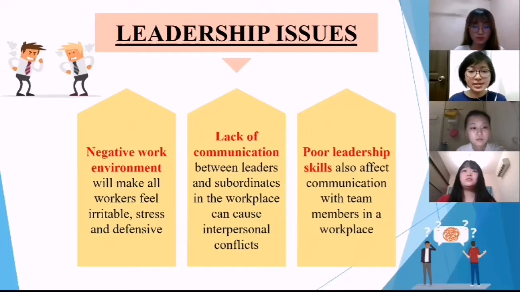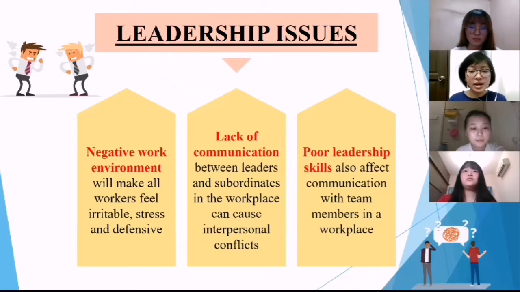This slide will show the leadership issues. Nowadays, the workplace is becoming more diverse and the need to communicate properly becomes more important. If a company has a negative work environment, it will make all the workers feel irritable, stressed, and defensive. This can lead to poor productivity and poor communication between leader and team members.